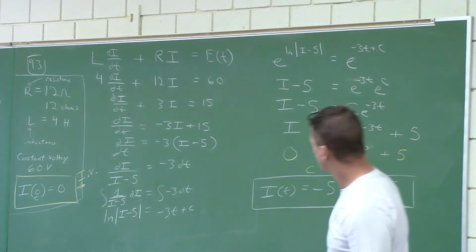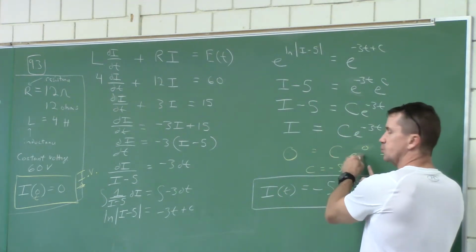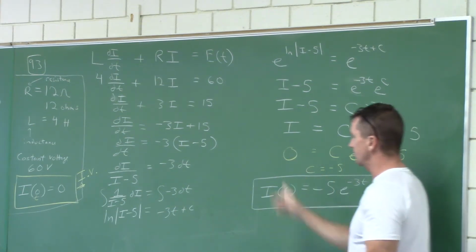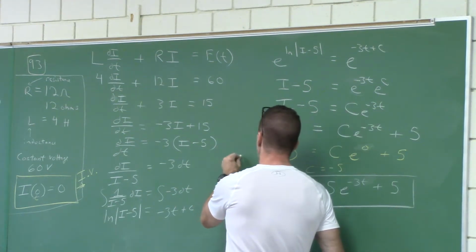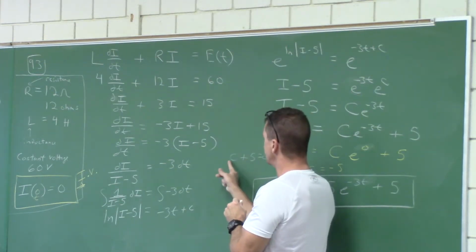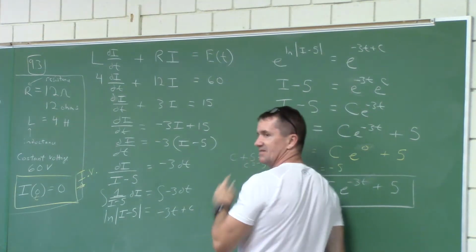Oh, go ahead. Why is it negative 5? So e to the 0 is 1. So C times 1 plus 5 equals 0, and then you got to solve for constant C. I'll even write that. C plus 5 equals 0. Solve for C, subtract 5 on both sides, and C equals negative 5.